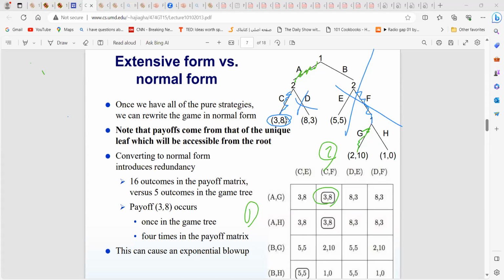So for each of these strategies, if you take this strategy versus this strategy, there is always a unique path that goes from the root to a terminal. That terminal's utility is the utility that we write in the matrix.